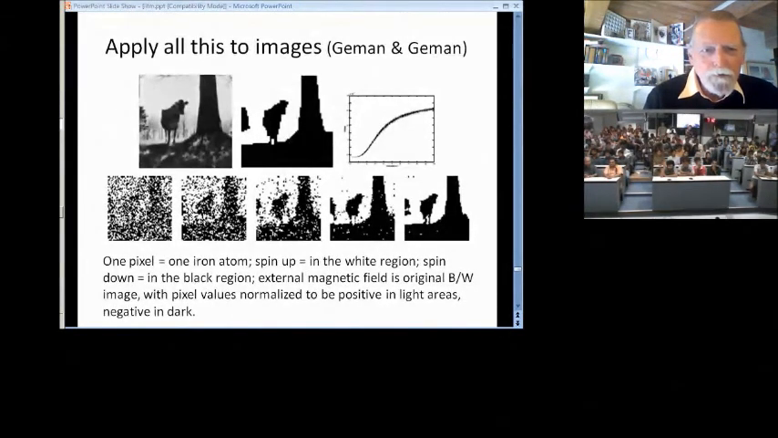So we do this for images. Here's a picture of a cow and a tree and the ground. And we try to model this by making spin up for the atoms correspond to a light color, and spin down to a dark color.